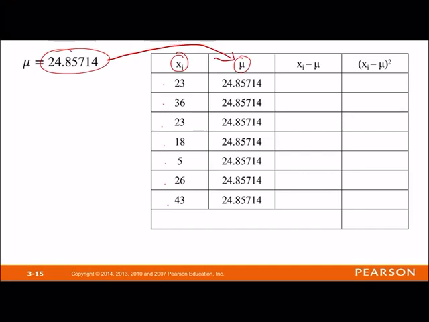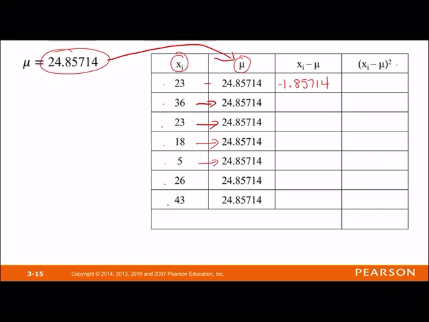For our next column, we're subtracting. You're taking the left column and subtracting out that right column. For the first one, 23 minus 24.85714 gives you an answer of negative 1.85714. That's literally all you're going to do, going straight down the left column and subtracting out that right column.